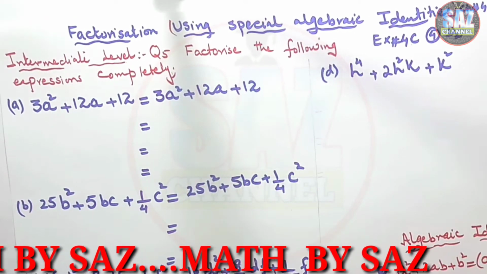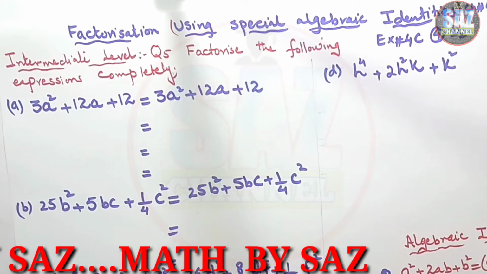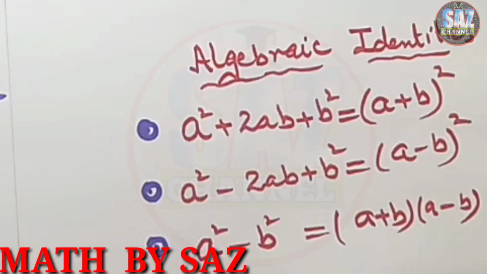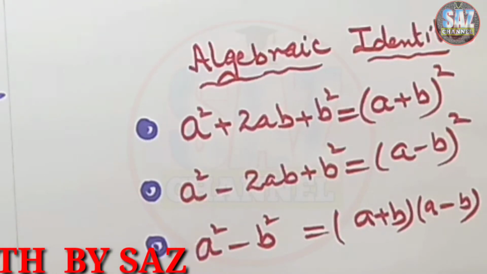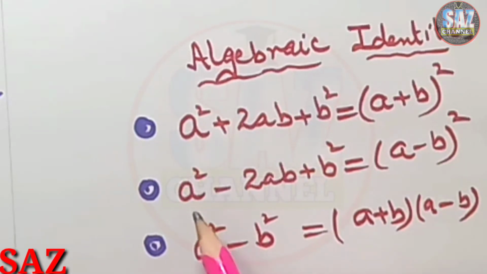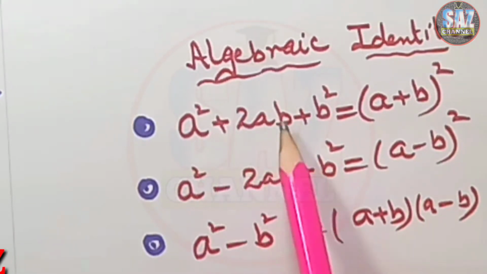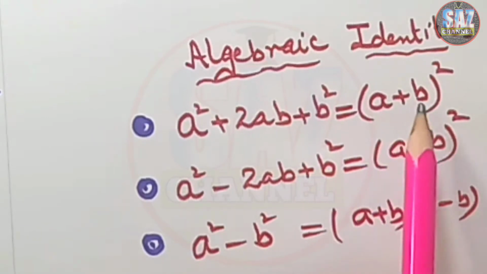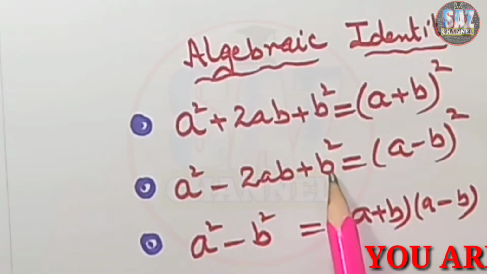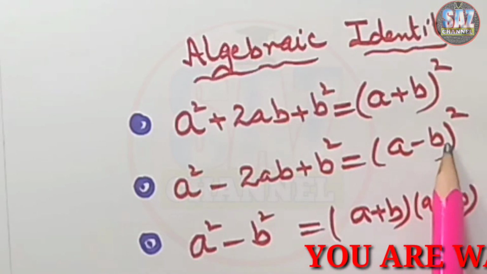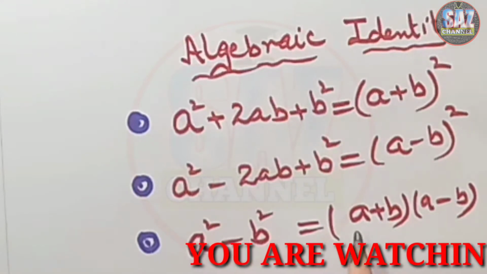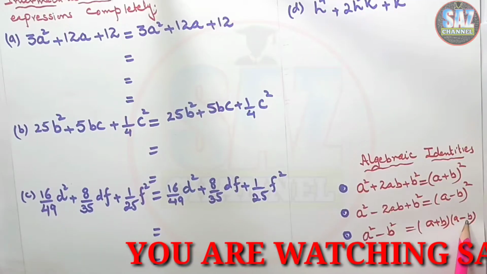Before going to the lesson, I just want to say that concepts of maths require the integration of previous lessons and regular reinforcement. So let's reinforce basic algebraic identities. There are three basic algebraic identities: a square plus 2ab plus b square equals a plus b whole square, and a square minus 2ab plus b square equals a minus b whole square. And the third identity is a square minus b square equals a plus b into a minus b.